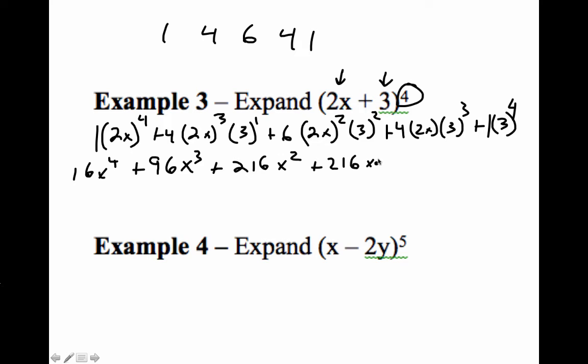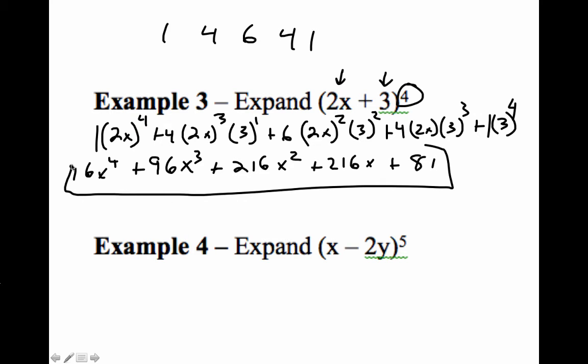216. And then I do 3 to the 4th, which is 81. And just like that, we have expanded 2x plus 3 all to the 4th. That's way better than doing 2x plus 3 squared, 2x plus 3 squared, and then foiling everything together.